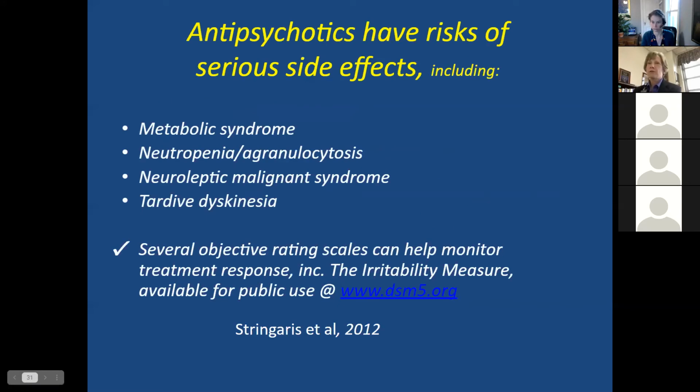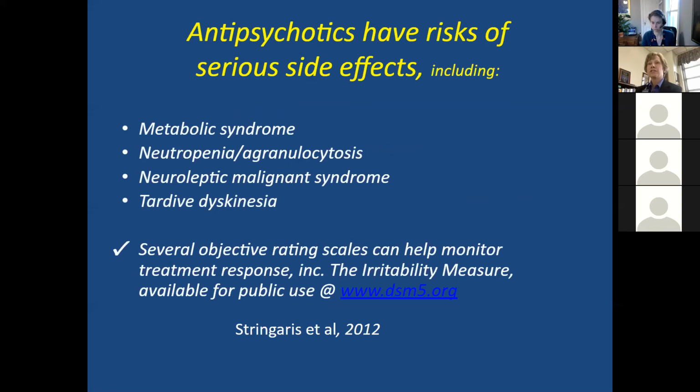Antipsychotics, we're talking about all those potential side effects of medication. So we have more with antipsychotics. That's why we try to find other interventions, including behavioral interventions, that can be helpful before we would move on to such strong medications.